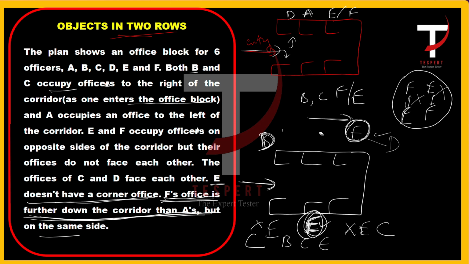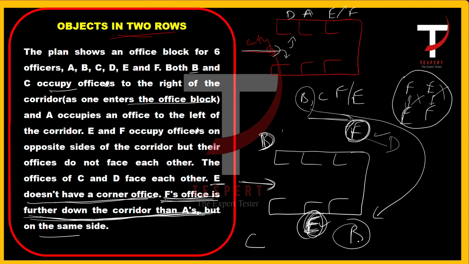Let me clear this. So C is here, D is here, E is here, F is here. Still, this is vacant. So B must be here. So this is vacant, so A must be here. So the final arrangement is D, A, F and B, E, C. Okay, let's move on to the next slide.